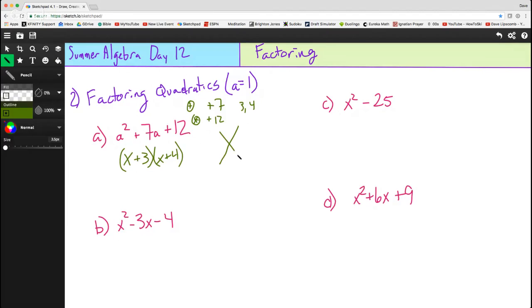I sometimes like to see it like this: plus 7, that's my plus, and then plus 12. And then I find two numbers that add to this and multiply to this, and I write plus 3, plus 4. That's one way to do it.